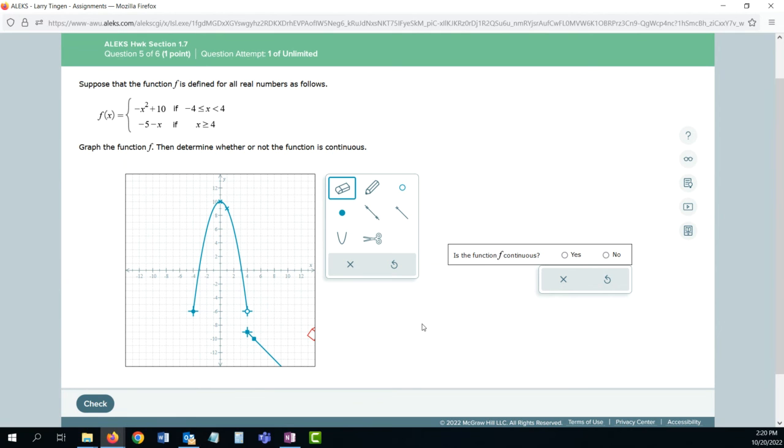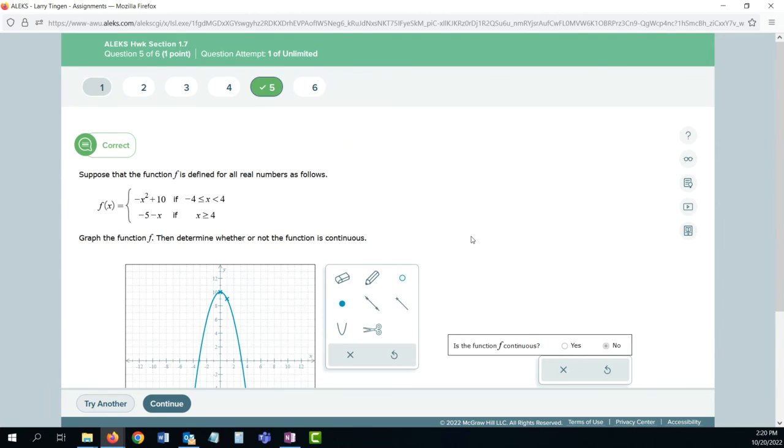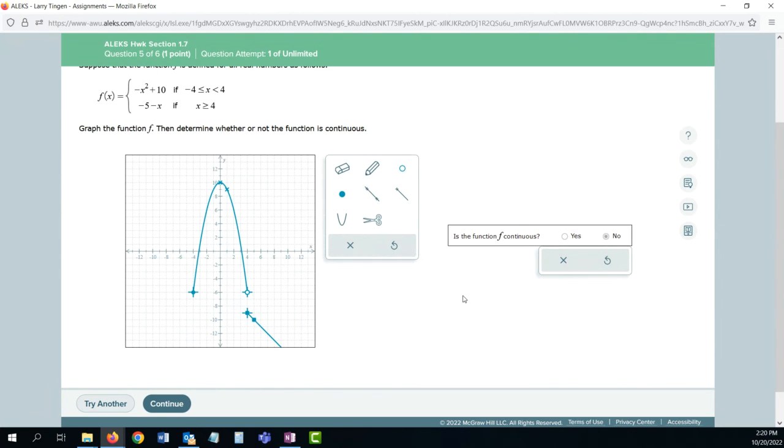Now, the last part of the question says, is the function f continuous? A function is continuous if you can draw the entire thing without lifting the pencil. You can't draw this parabola and this line without picking your pencil up, right? Not a brain teaser, you just can't do it. So no, this is not continuous because there's a gap. All right, check, and everybody's happy.